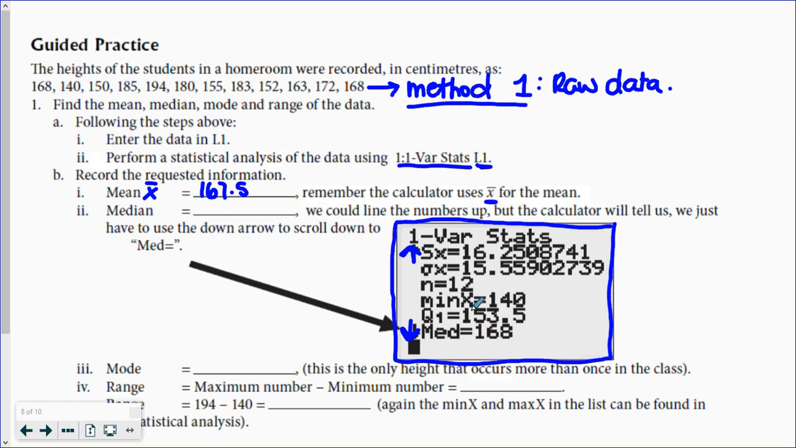The median, to get to the median, you actually have to scroll down. So that's why this screen is showing this. So we scroll down to the MED, and that gets us 168. So our median value, if we were to order these from lowest to highest, our middle value would be one of these 168s. Our mode, can't get that out of the calculator. If you scroll up and down, there's nothing that says mode or anything like that. So you just need to look at your data points and figure out, do any of them show up more than once? Which one shows up the most? That would actually be the 168 as well.